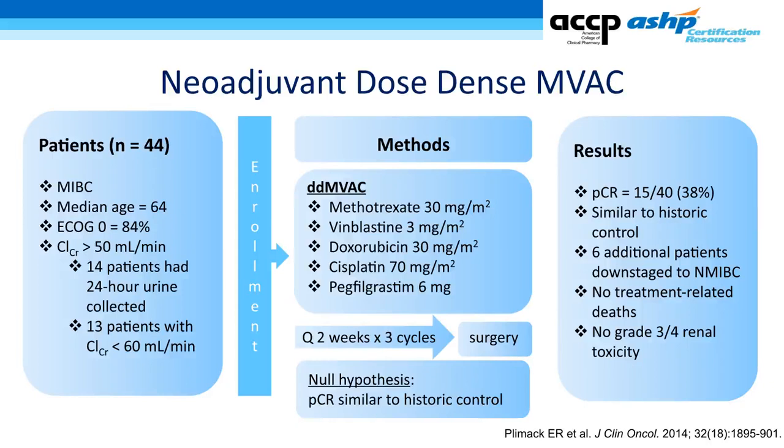You can see there that MVAC, as you might expect, is fairly toxic when you see methotrexate, vinblastine, doxorubicin, and 70 milligrams per meter squared of cisplatin every 2 weeks with pegfilgrastim support for 3 cycles. And this was looking back at a historical control of PCR. The PCR rates here were 38%, almost identical to the earlier study of neoadjuvant MVAC. And there were an additional 6 patients who were downstaged from muscle-invasive to non-muscle-invasive bladder cancer. And importantly, in the neoadjuvant setting with some pretty toxic chemo, there were no treatment-related deaths and no incidents of grade 3 or 4 renal toxicity.